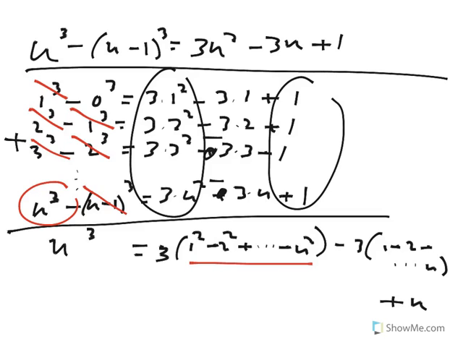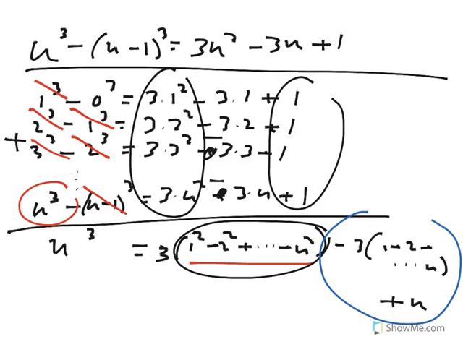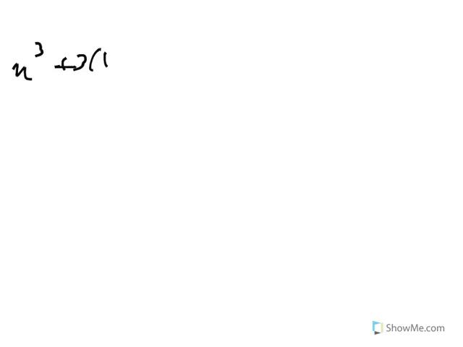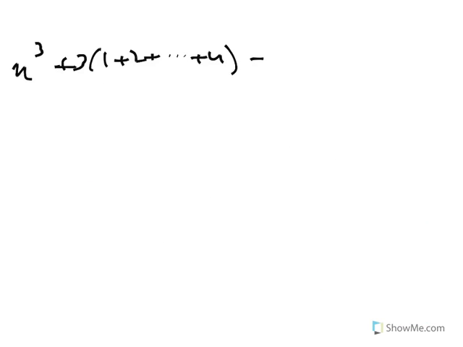Now, since I'm trying to solve for this thing, I'm going to move these guys to the other side. So now I have n cubed, I'm going to add this. It's being subtracted, so it's plus, and here I have plus n. I'm going to subtract that, so it's going to be minus n is equal to 3 times 1 squared plus 2 squared and so on.